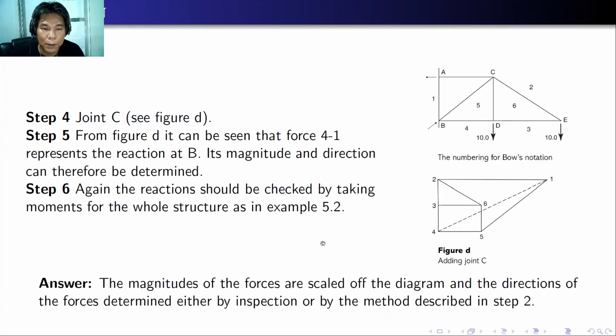So step 5, from figure D, it can be seen that the force 4-1 represents the reaction at B. Its magnitude and direction can therefore be determined. Step 6, again, the reaction should be checked by taking moments for the whole structure as in example 5.2. So this is now the complete Maxwell's diagram of the example. The magnitudes of the forces can be scaled off from the diagram, and the directions of the forces determined either by inspection or by the method described in step 2. So, of course, as I have said in step 6, you need to check your work by taking moments for the whole structure.